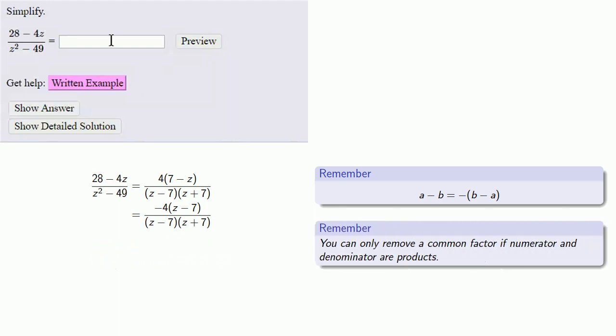So remember, we can only remove a common factor when both numerator and denominator are products. So it's good to check. The numerator is minus 4 times z minus 7. The denominator, z minus 7 times z plus 7. And since they're both products, we can remove the common factor and get our final answer.